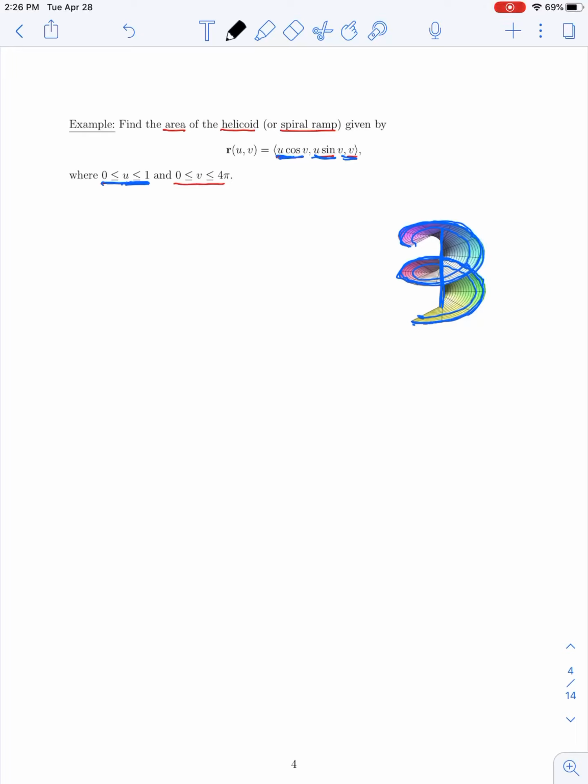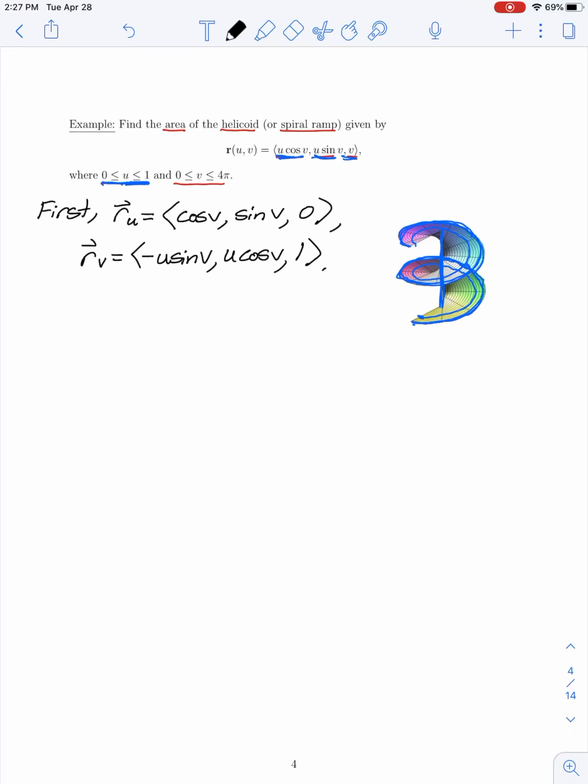So if we are interested in finding the area of that, it's given in terms of a parametric surface. It's defined by this vector function. So our first step to find surface area of a parametric surface is to calculate the partial derivatives of r with respect to u and v. So here, with respect to u, we would have cosine of v, sine of v, and 0. And differentiating with respect to v, we have negative u sine of v, positive u cosine of v, and 1.